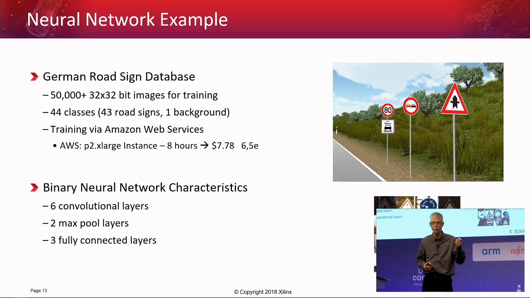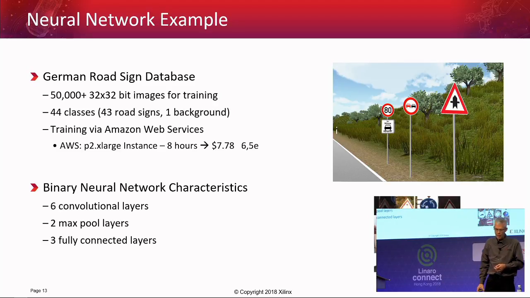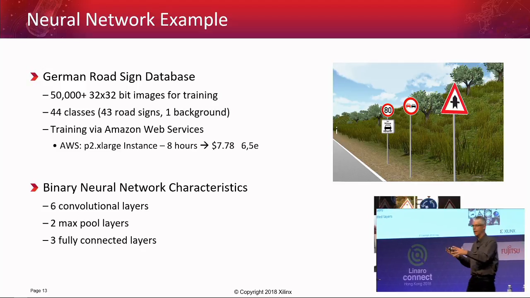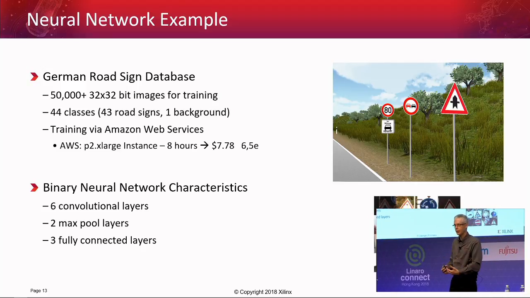For some reason, German road signs, because there was a database of that. So we put that through training in Amazon. People always ask: it cost $7.78, I guess, to do the training for this thing. And then we take the output of that, convert the weights and so on into binary, and then we run it on this little board.